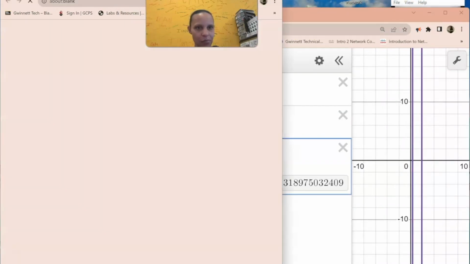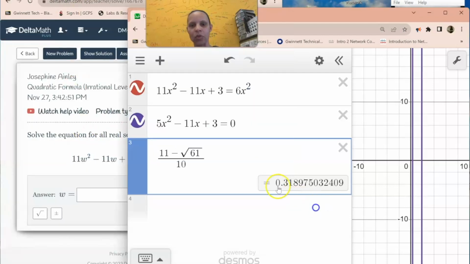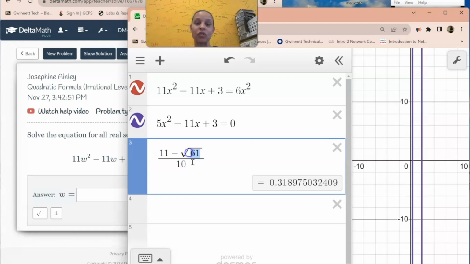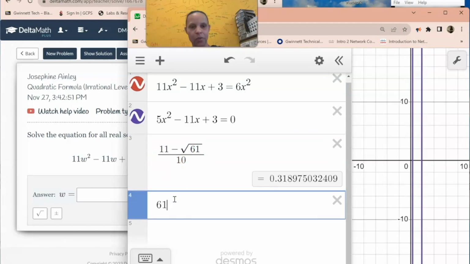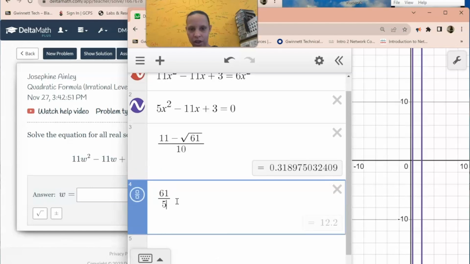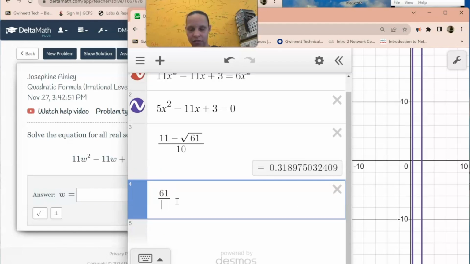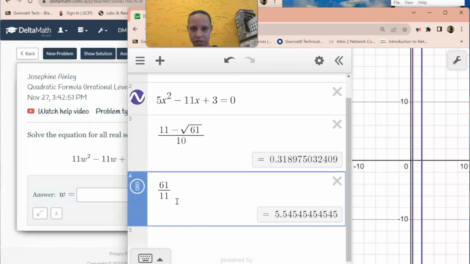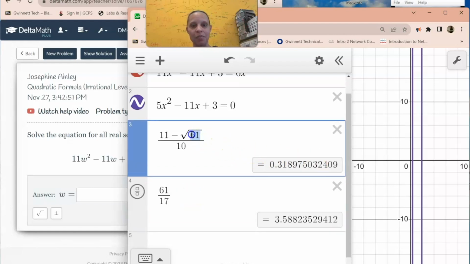The question says in simplest form, I'm pretty sure somewhere. Yep, in simplest form. So we have to simplify this radical. All right, so we have to do factor trees. So 61. All right, we're going to break down 61. 61 divided by 2 doesn't work. Divided by 3 doesn't work. 4, 5, 6, 7, 8, 9, 10, 11, 12, 13, 14, 15, 16, 17. You should have found the number if you can simplify it. So 61 does not break down into anything.